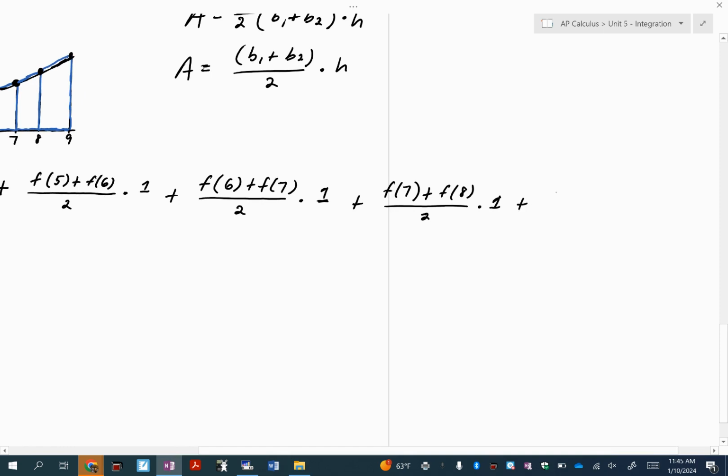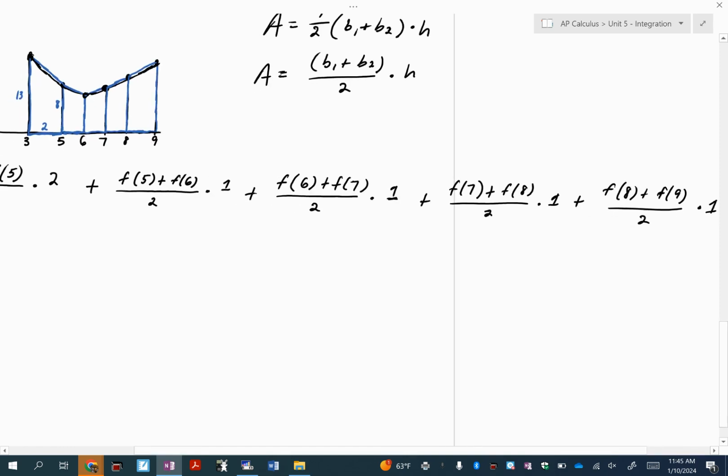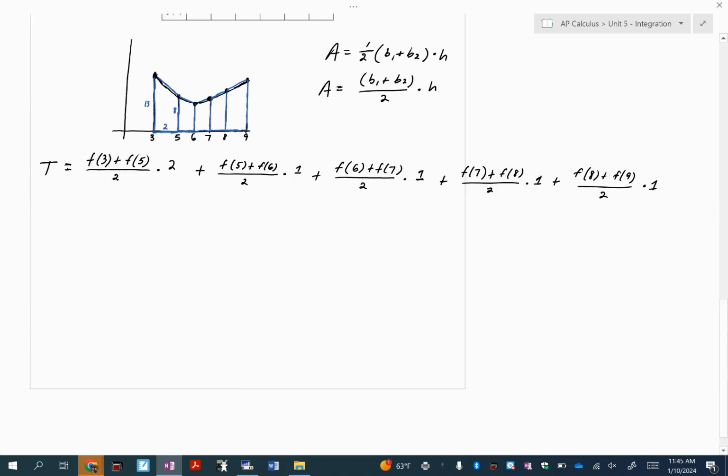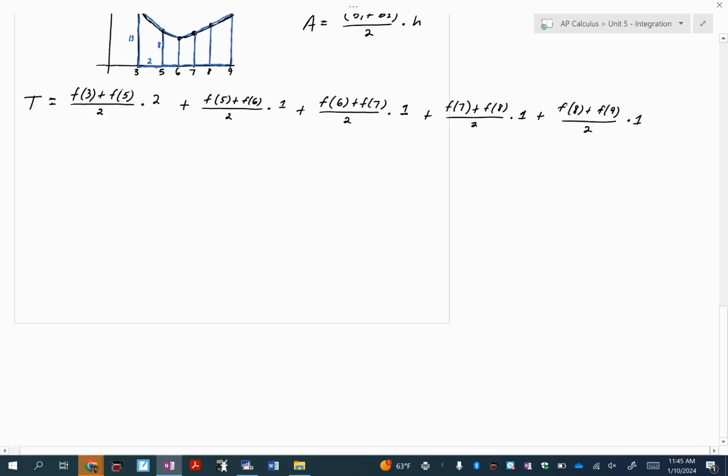Nice, you already did it. Well done, Evan. Plus f of 8. It is a pattern here. All right, so that's all of it. And it's pretty small to see there. I'll zoom in once I get all the values. Everybody okay with the setup?